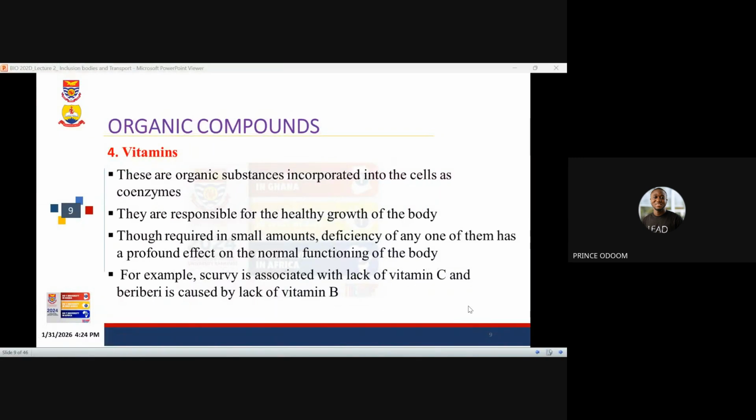So we can do that for vitamin A, vitamin B, vitamin C, D, E, and K. They are responsible for healthy growth of the body, as we rightly said. Though they are required in small amounts, deficiency in any of them has a profound effect on the normal function of the body. So for example, scurvy is associated with lack of vitamin C, and beriberi is caused by lack of vitamin B.